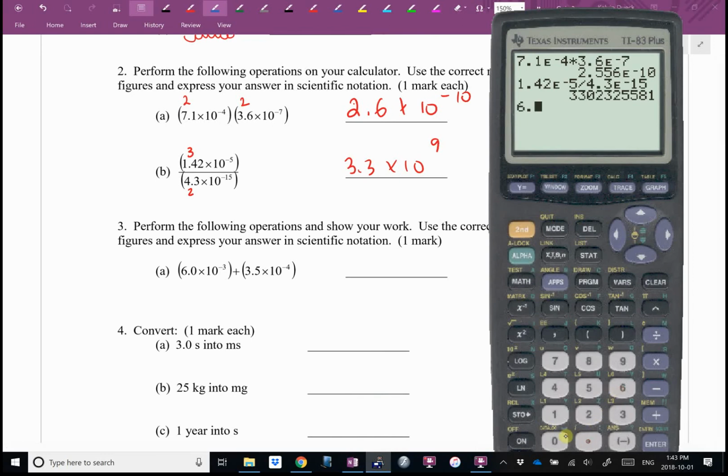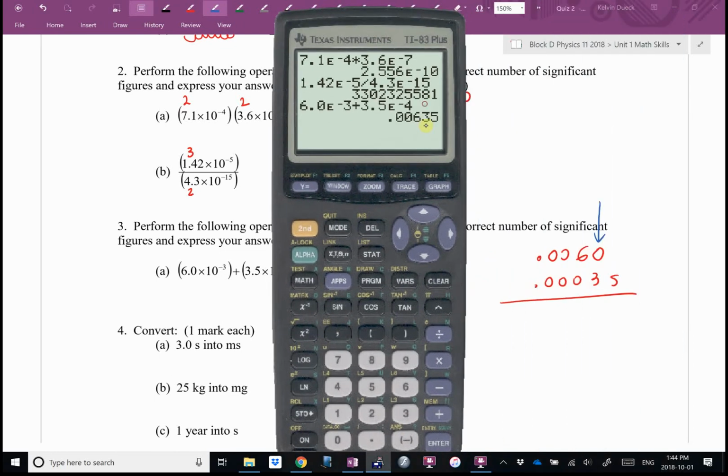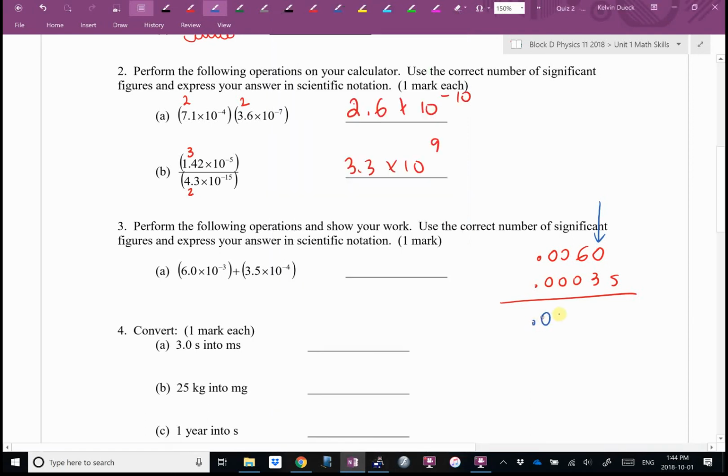So 6.0 scientific notation, negative 3, plus 3.5 scientific notation, negative 4. So I get that, and I'm going to round to that decimal place right there. Is that 3 going to stay a 3 or become a 4? Yeah, so it's going to be 0.006. And now in scientific notation, 6.4 times 10 to the negative 3.